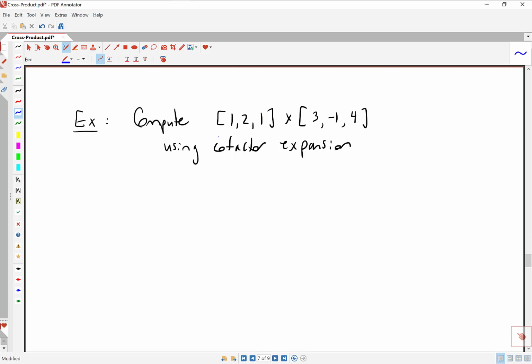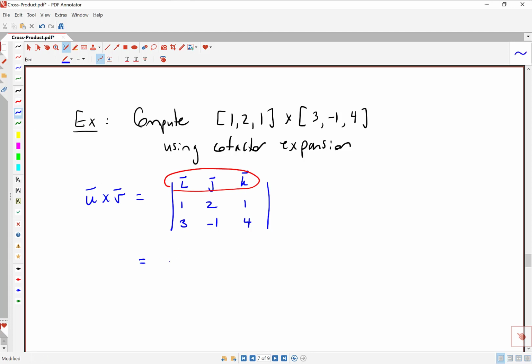Okay, so let's just call these vectors u and v. We'll say u cross v is equal to a 3 by 3 determinant. In the first row, we put our vectors i, j, k. In the second row, we fill in our first vector, and then we fill in the second vector below that. Then we're going to do our usual determinant calculation, so we're going to expand along the top row.